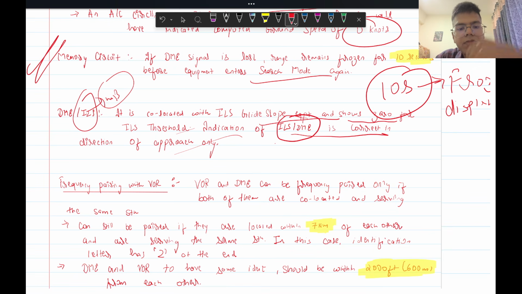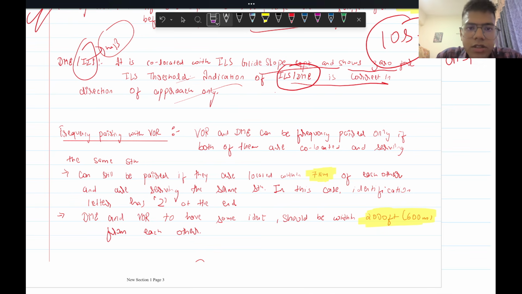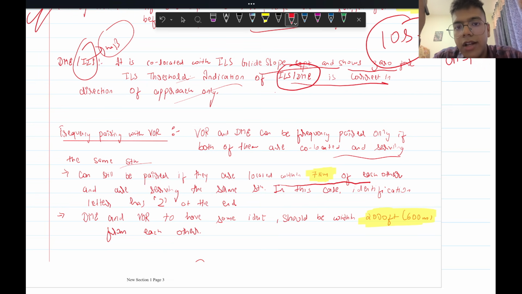Frequency pairing with VOR and DME can be frequency paired only if both of them are co-located and serving the same station, ठीक है. VOR और DME तभी आप co-locate कर सकते हो जब they are both serving the same station, ठीक है. Can still be paired if they are located within 7 nautical mile of each other. It is also possible if the VOR and DME beacons are 7 nautical miles from each other, then also it is possible to be their frequency paired. अगर वो 7 nautical mile दूर हैं तब भी आप उनकी frequency pair कर सकते हो.